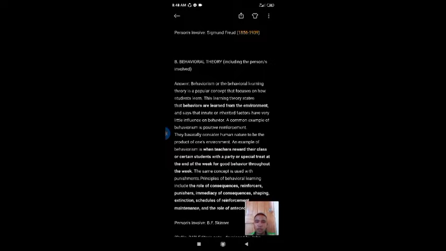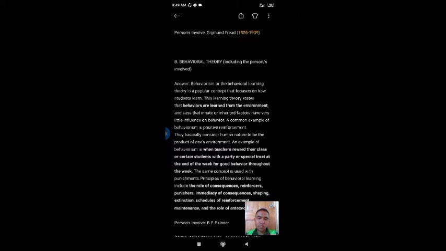Behaviorism, or the behavioral learning theory, is a popular concept that focuses on how students learn. This learning theory states that behaviors are learned from the environment and says that innate or inherited factors have very little influence on behavior. A common example of behaviorism is positive reinforcement. This basically considers human nature to be the product of one's environment. An example of behaviorism is when teachers reward their class or certain students with a party or special treat at the end of the week for good behavior throughout the week.